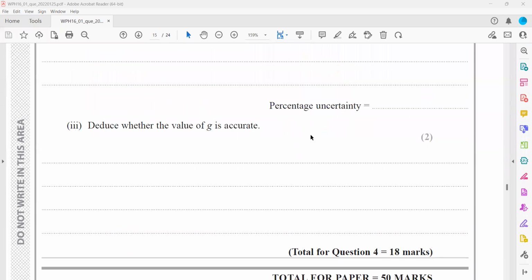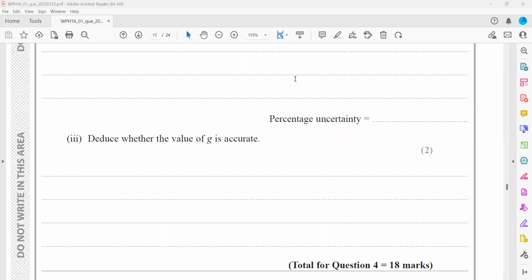So 5.9%. Then deduce whether the value of g is accurate. If you want to calculate, we calculate two things: percentage difference with percentage uncertainty. How to calculate a percentage difference? You can say it is the difference between the two values, the standard and the practical value, divided by the standard value times 100. That will give us the percentage difference. And percentage uncertainty we already calculated, which was 5.9%.